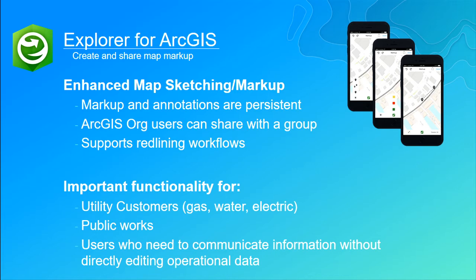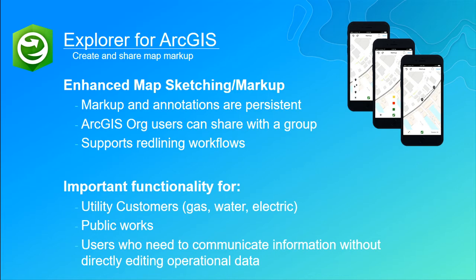So ArcGIS users, as mentioned before, level 2 named users can actually take these things and share them with a group or share them back to their org. That's not going to be accessible to level 1 named users because they don't have the ability to write things to their organization. And this also supports redlining workflows. This is major. This is a big piece of functionality for utility customers.